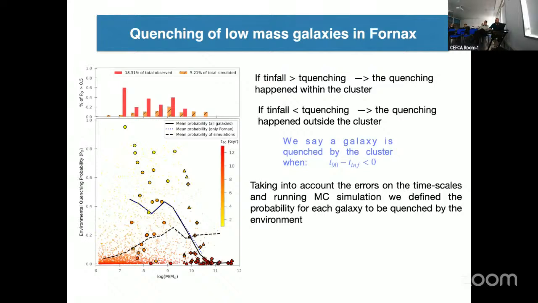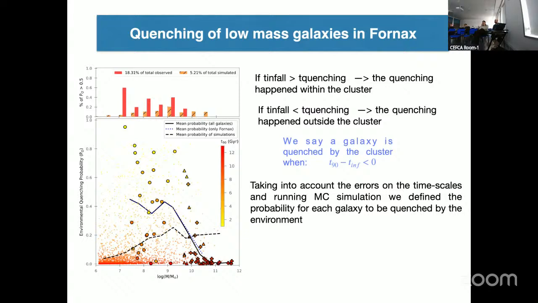So, using this, we can say, okay, if the T-infall is larger than the T-quenching, then this means that the quenching happened within the cluster. So this means that the galaxy fell into the cluster before the quenching. If it is the opposite, if the T-infall is smaller than the T-quenching, then the quenching happened outside the cluster. Using Monte Carlo simulation, taking into account the errors and all of this, we can compute a probability of each galaxy in Fornax to be quenched by the cluster.